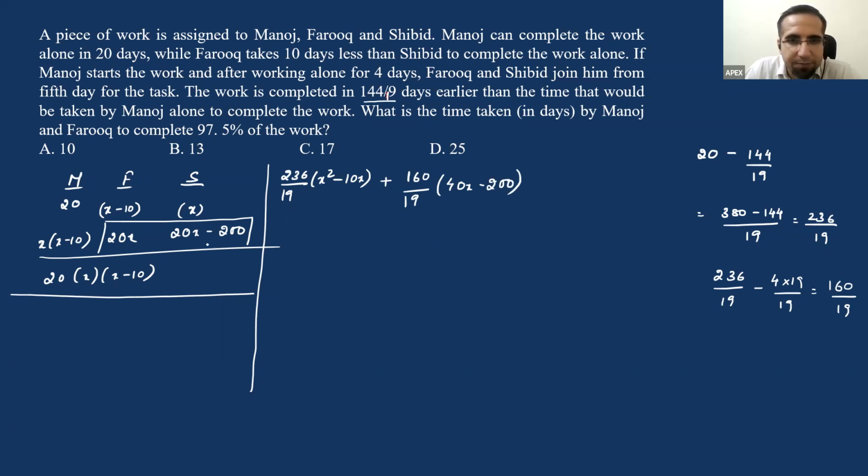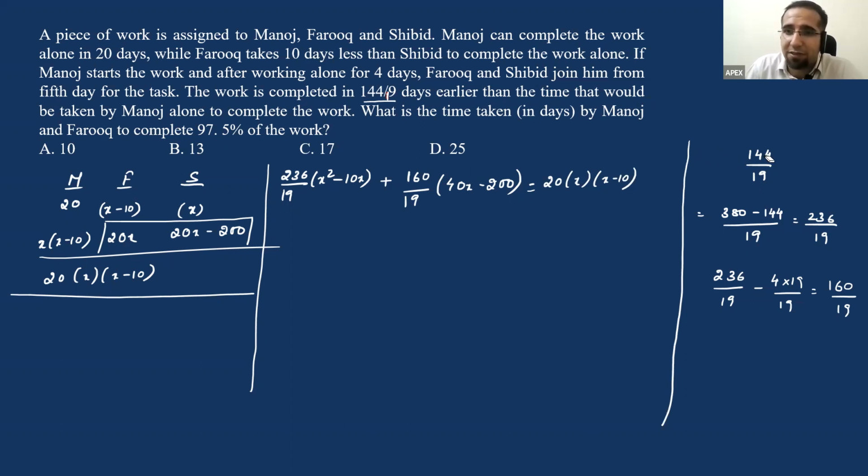That's what we get, right? Yeah, 40x minus 200. That's 20 into x is 20x, and this is minus 200. Now, this is my total work, which is equal to 20 into x minus 10. Now, our job is to simplify this part. This is the only thing which makes this question a little difficult.